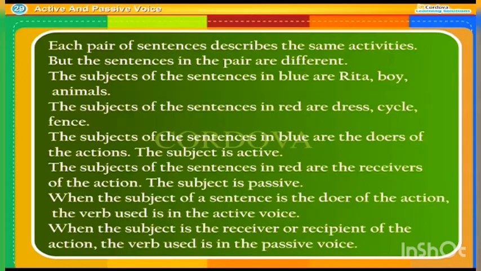The subjects of the sentences in blue are the doers of the actions. The subject is active. The subjects of the sentences in red are the receivers of the action. The subject is passive. When the subject of a sentence is the doer of the action, the verb used is in the active voice. When the subject is the receiver or recipient of the action, the verb used is in the passive voice.